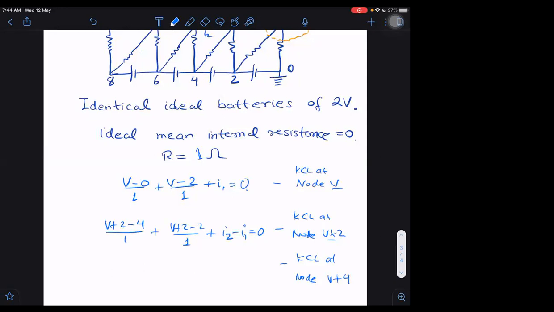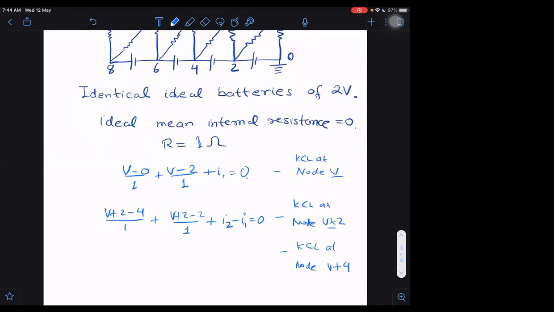Okay, let us simplify that upper one first. If I simplify the upper one, then what do I get? I get 2V minus 2 plus I2 minus I1 is equal to 0. That is our equation number 2, KCL at node V plus 2.